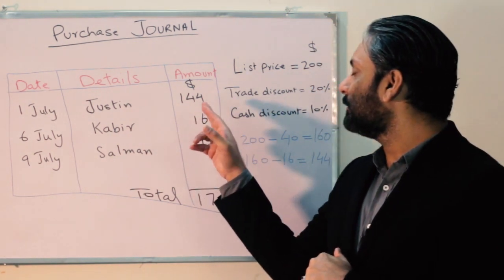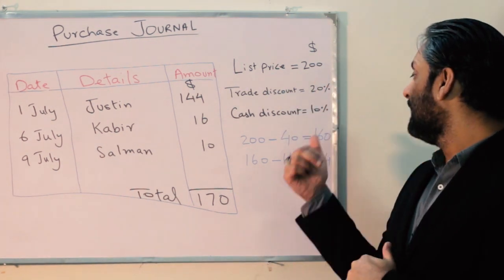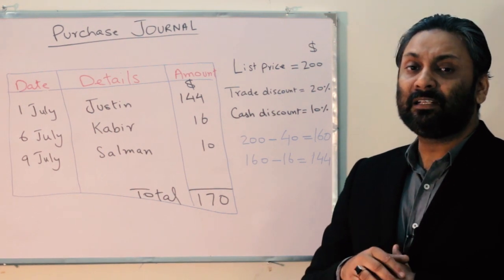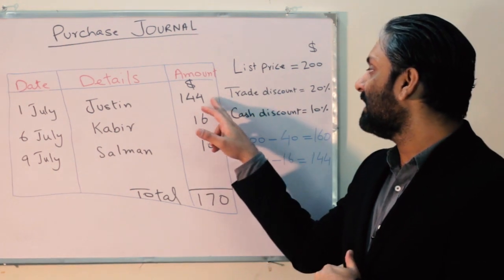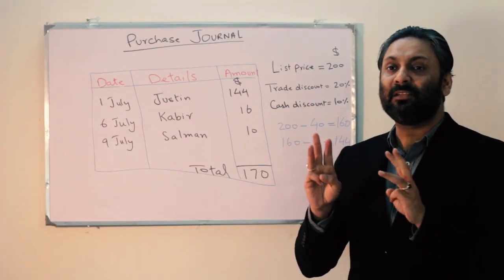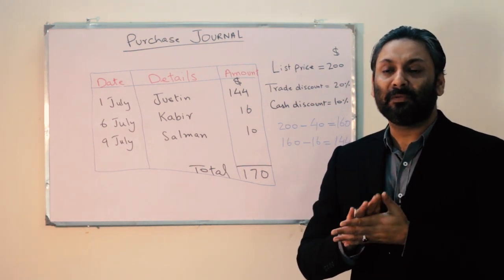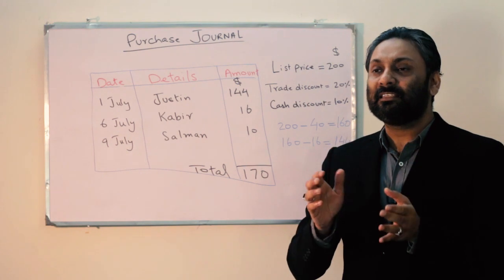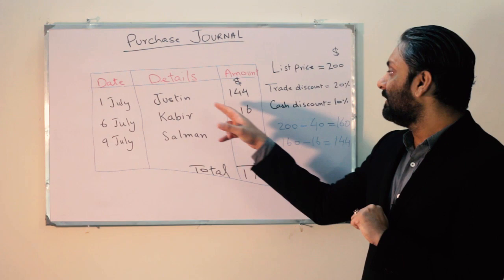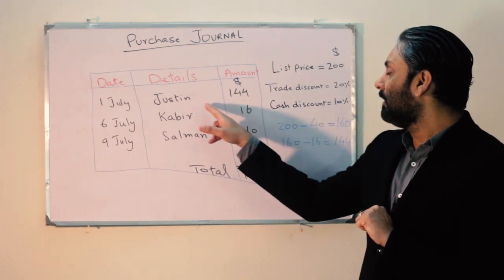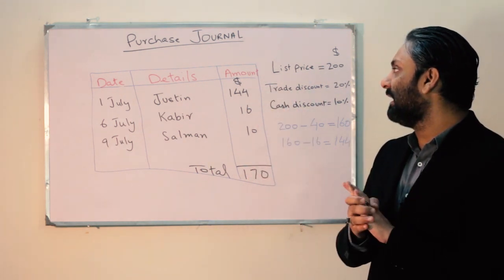So if you are being asked about the list price, it's 200. If you are being asked about the value of purchases, that is 160. And if you are being asked what is the payment to be made to the supplier, that is 144. These are three different figures which need to be kept in mind, especially while going for the MCQs. Multiple choice questions are certainly going to ask you these types of questions, where your concepts are going to be tested.